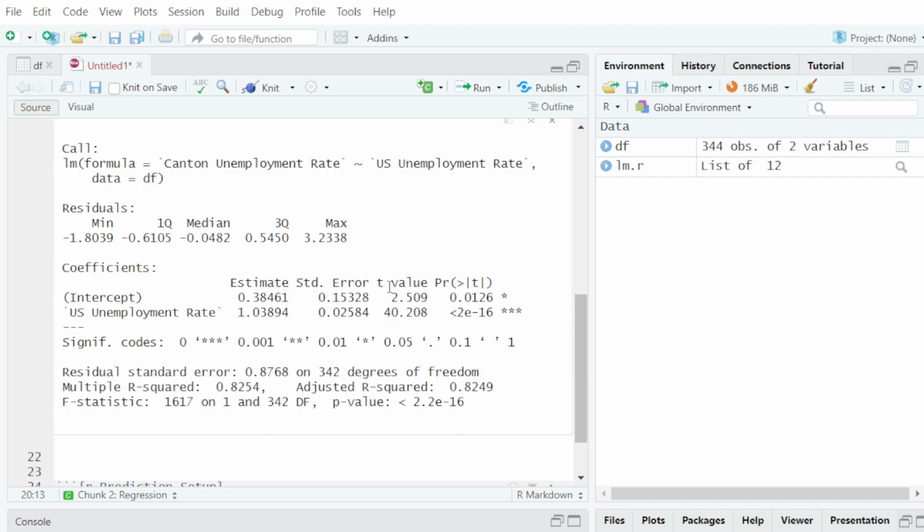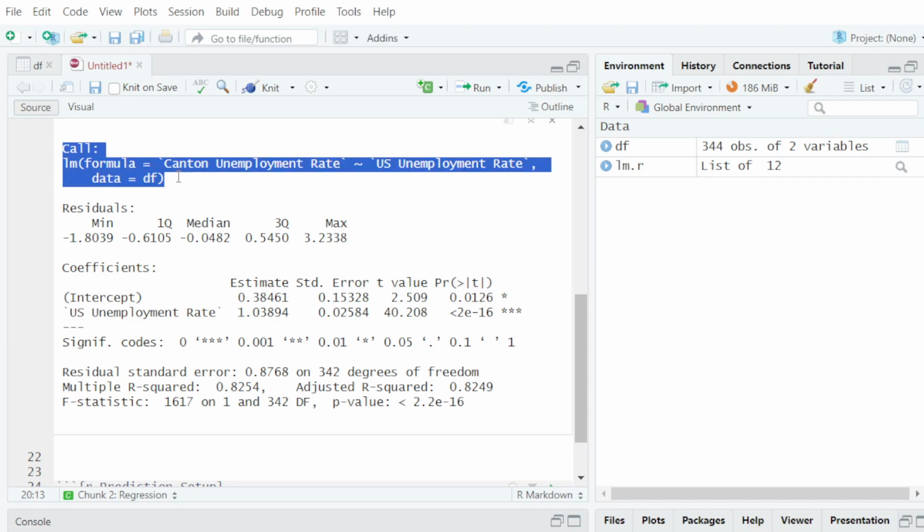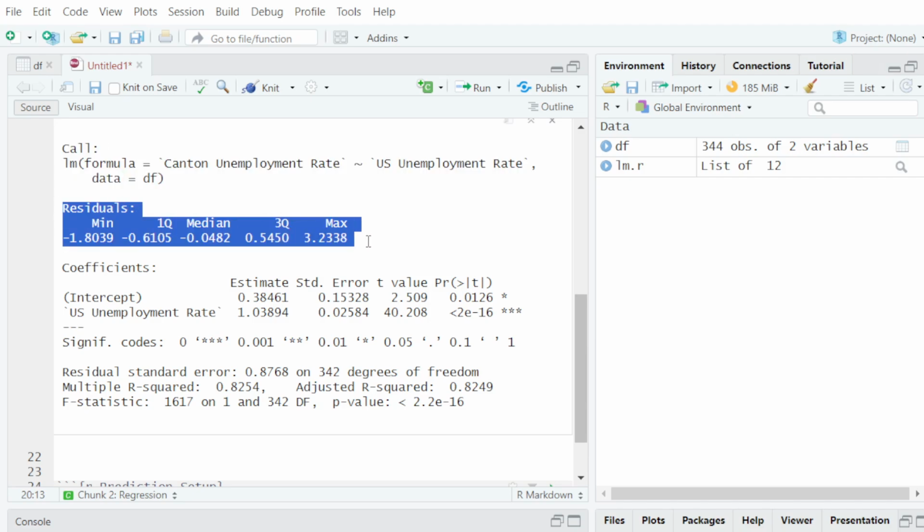And here's our output. All right, so we have first the call. That is just telling you what it was that created that object, so it's the LM formula. The next thing would be residuals. Residuals are the name that we use for errors. So in effect, R is looking at all of that data that I fed it, trying to draw the best straight line that it can in that data. But that's not going to fit it perfectly usually, so there are going to be little errors. Then it's looking at those errors to say, well, what do they look like? Those errors are what we call residuals.